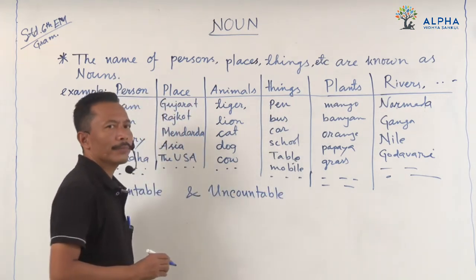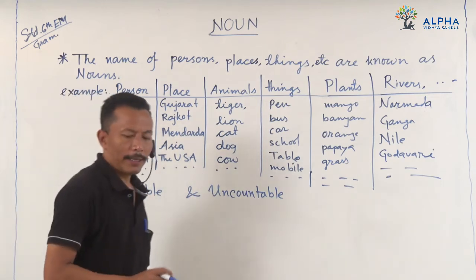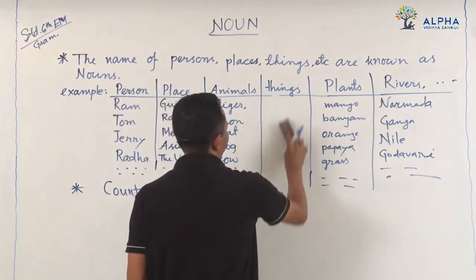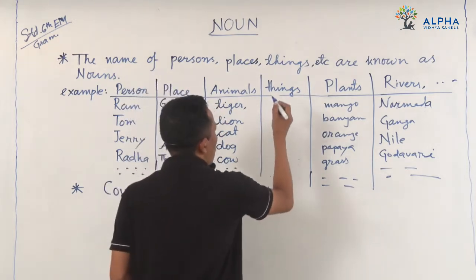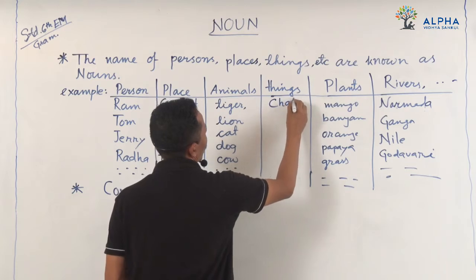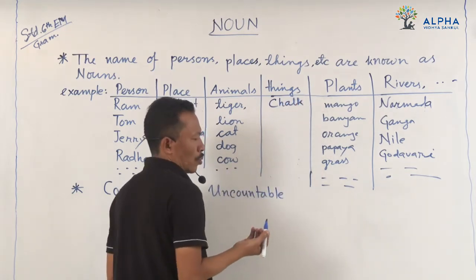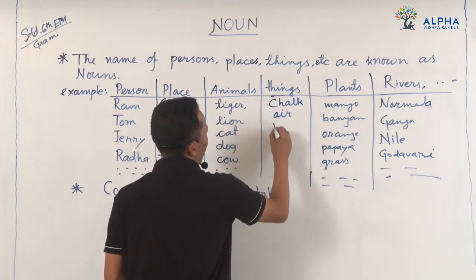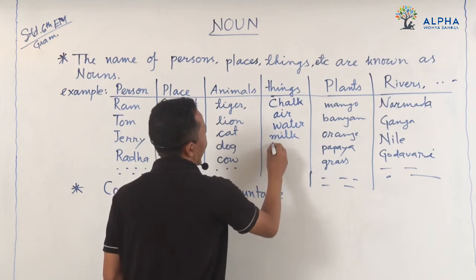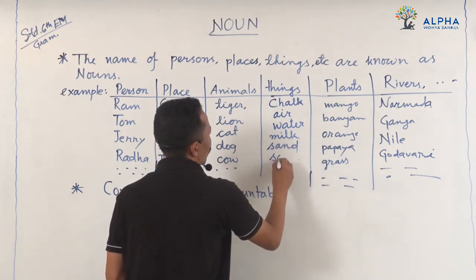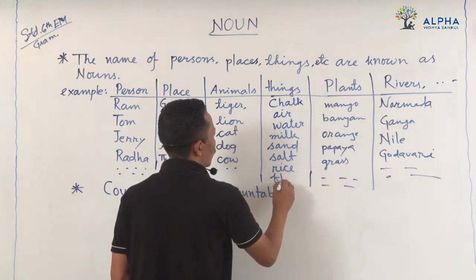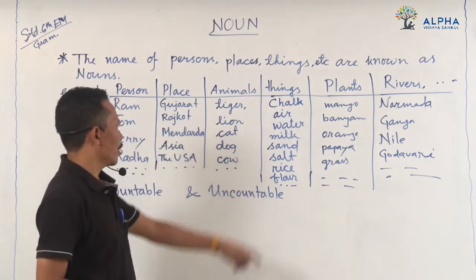Uncountable. Here, if I give you some examples in this things column, if I put here chalk, or air, water, milk, sand, salt, rice, flour, etc. I put some here.